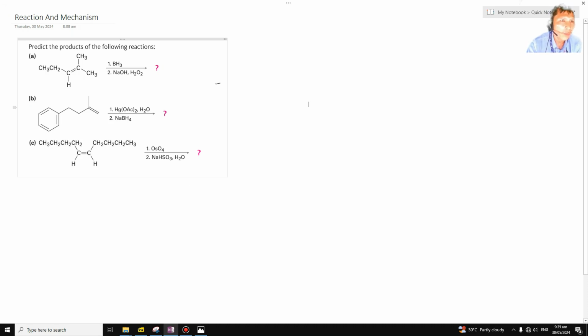Letter B. Predict the product of this. So, what's this actually? This is a benzene. This one is a 1, 2. You should read 1 from here. 1, 2, 3, 4. So, a benzene versus a 4. The longest would be benzene. So, therefore, the parent would be benzene.